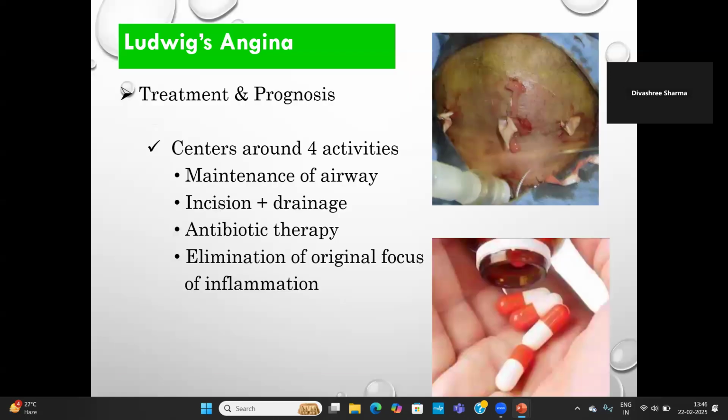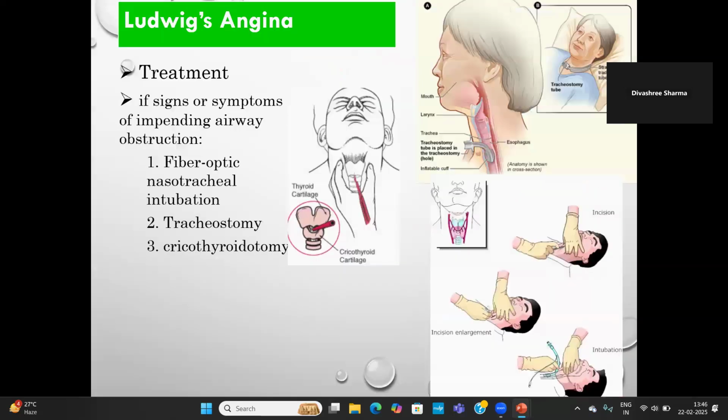Now, coming on to treatment and prognosis. The treatment mainly centers around four activities. The first and foremost being the maintenance of airway, then the incision and drainage, antibiotic therapy, and elimination of original focus of inflammation. So, these are the goals that our treatment should center around.